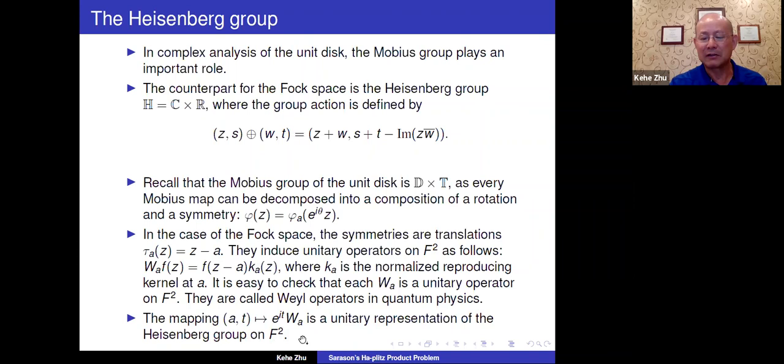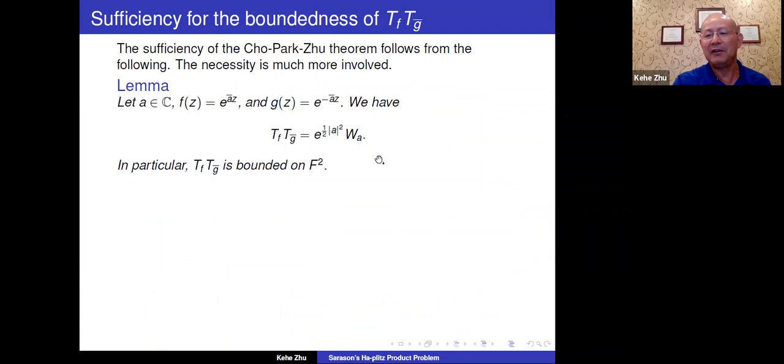Okay, so the way you use the Weyl operators to study our particular problem is this lemma. Suppose you have a linear exponential function like this f, and g is its reciprocal. Note that these two functions are definitely unbounded and they have exponential growth, but the functions are actually elements of the Fock space, so the corresponding Toeplitz operators, although each individual operator is unbounded, are both densely defined, and you can check this product is also densely defined. And you can actually check that the product, when you compute, becomes a certain constant, depending on this A, times the corresponding Weyl operator WA. So although the two individual operators are unbounded, the product is actually a constant times the unitary. In particular, this will be a bounded operator.